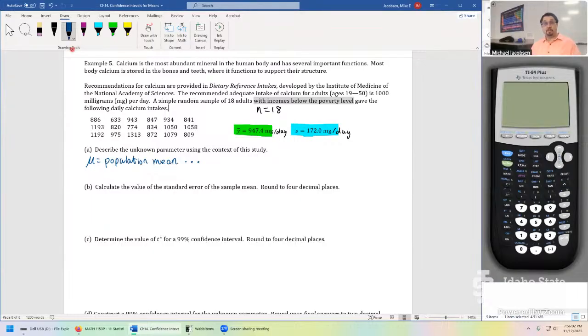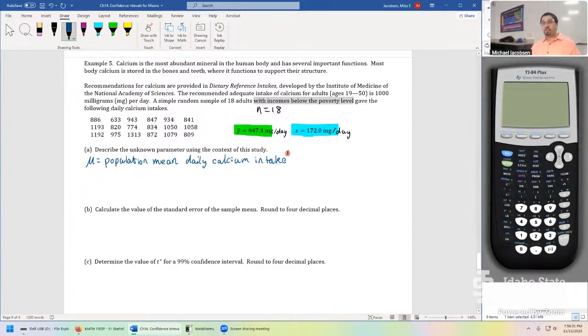Anyone have a good take on what the parameter should be on this one? Yeah, let's say population mean daily calcium intake. So we've got the quantitative variable indicated here the moment we've said that. Now we have to fill out the population. Anyone have the next part, the population? It will be for all something.